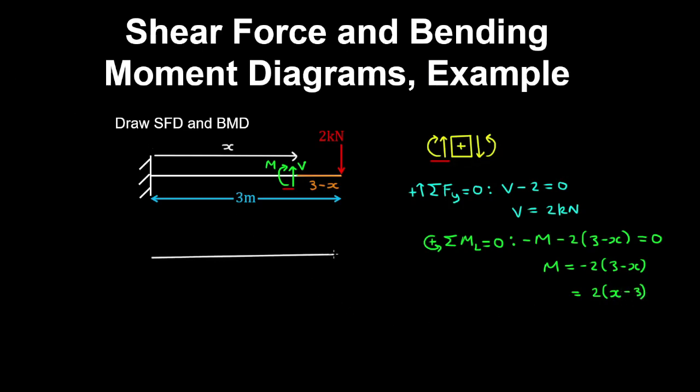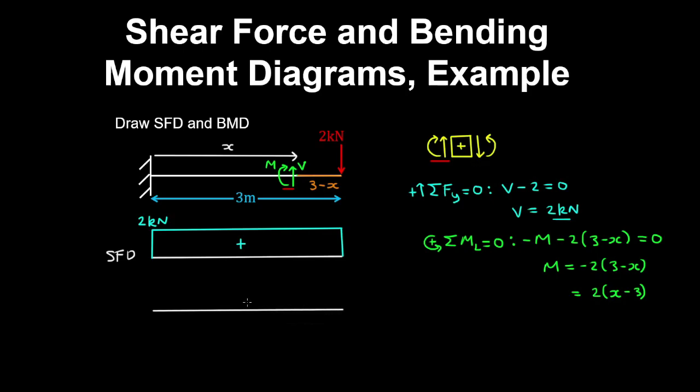And now we'll draw the shear force diagram. So the shear force is positive at 2 kilonewtons and constant, so it looks something like this. And we draw the positive shear force diagram at the top of the beam.